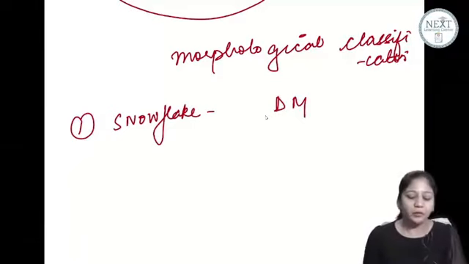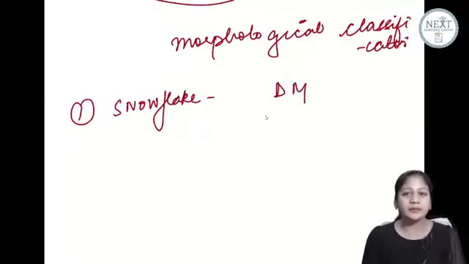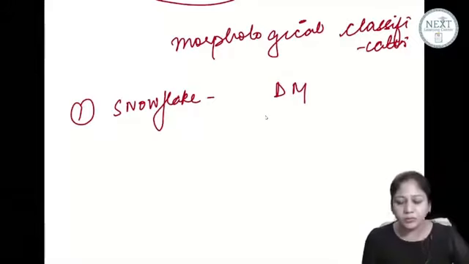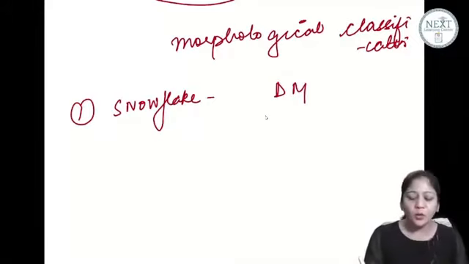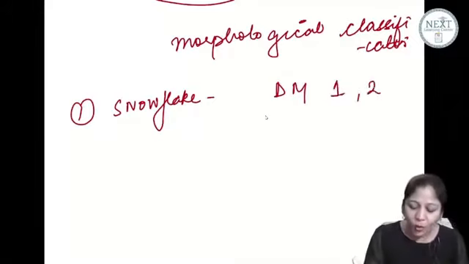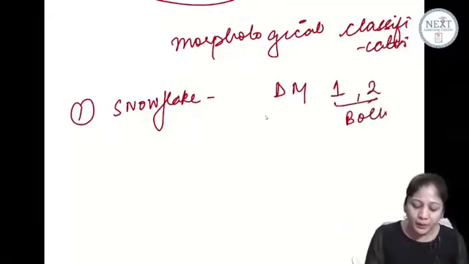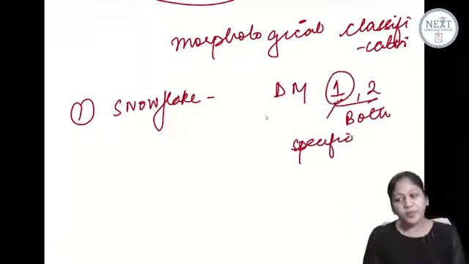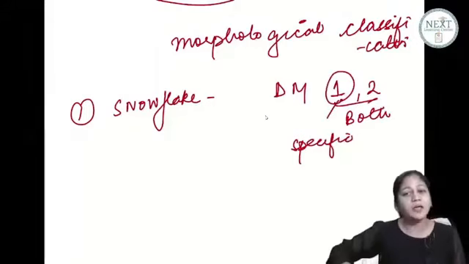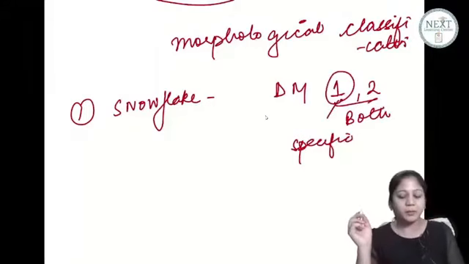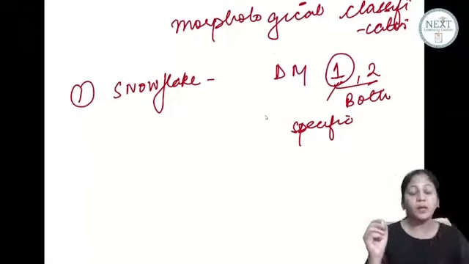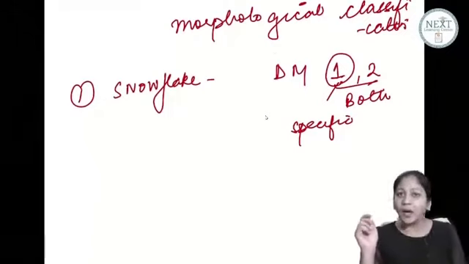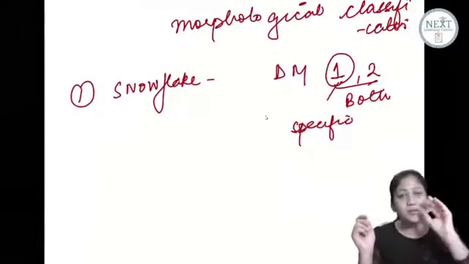Now diabetics, what type of diabetics? Type 1 or type 2 or both? So not only 1 and not only 2, but it is in both. But definitely type 1 is more specific. You can see it in both, but type 1 is more specific. Okay, question number 1 and 2. Now, guys, please understand why we develop snowflake cataract. It's a very, very important topic.